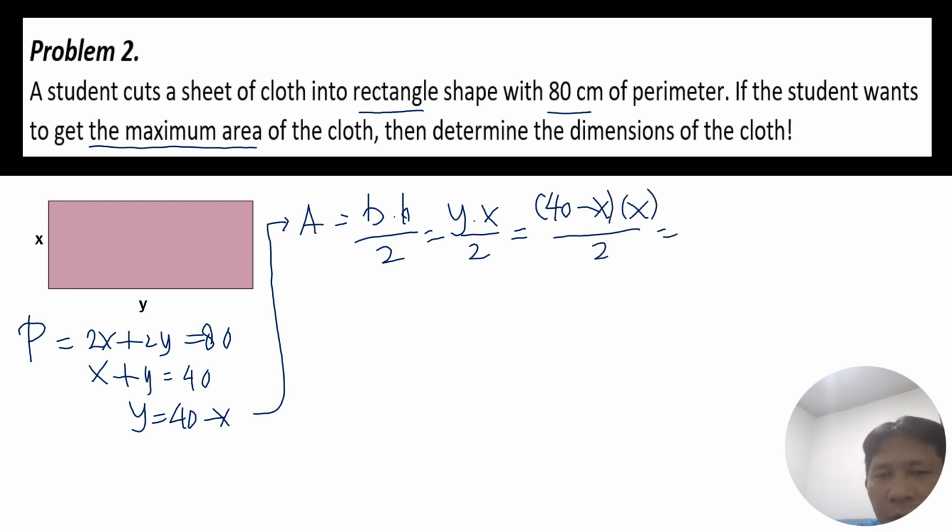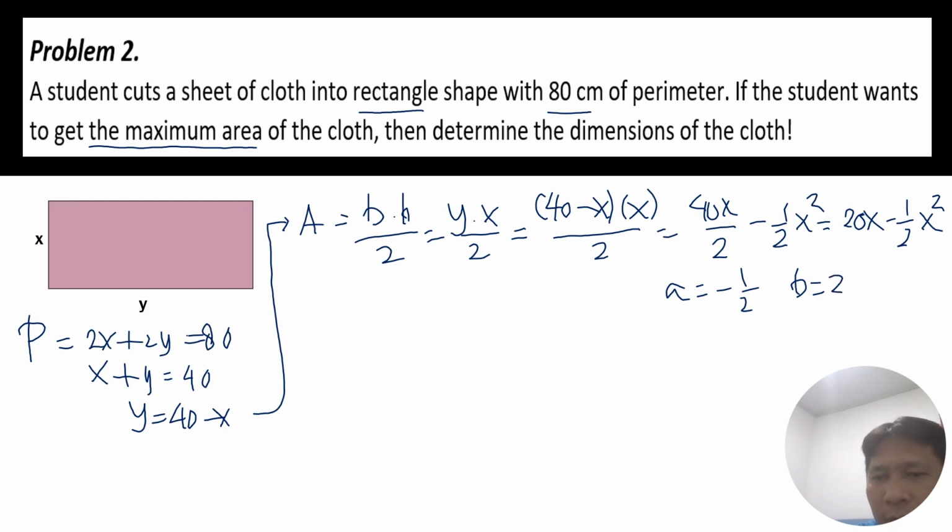Then 40x over 2 minus half x squared. So we can make it simpler, become 20x minus half x squared. According to that, we know that the value of a equals minus half, b equals 20, and c equals 0.